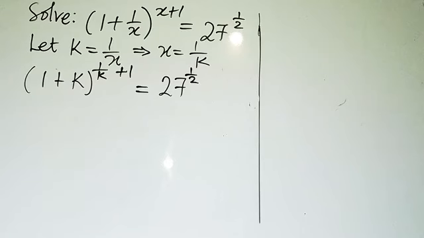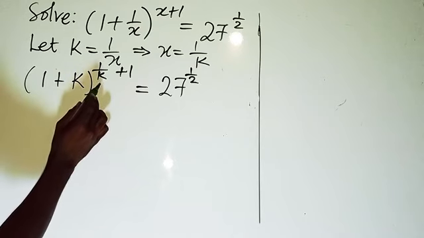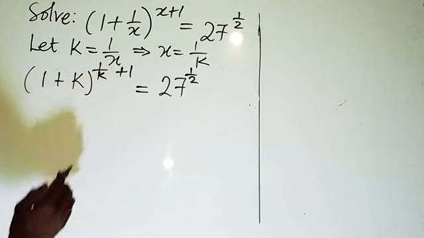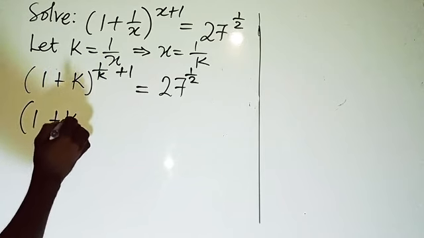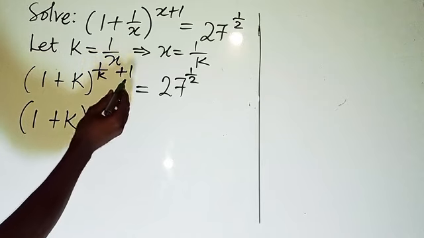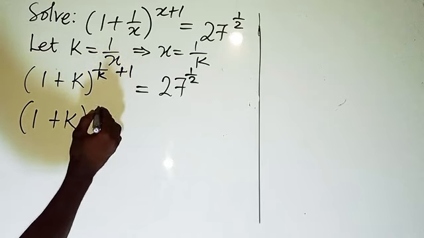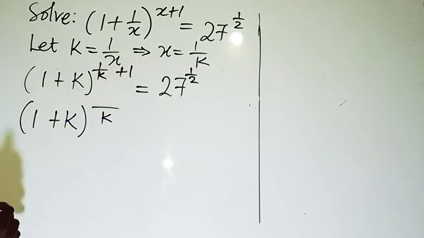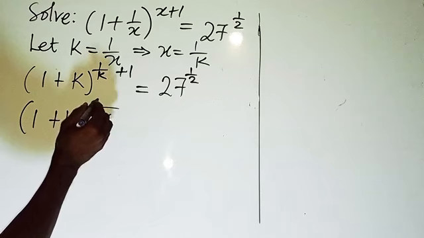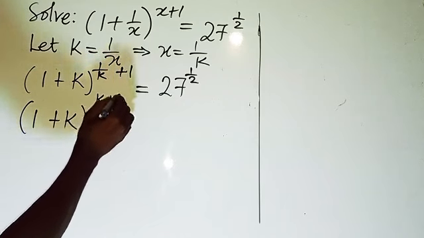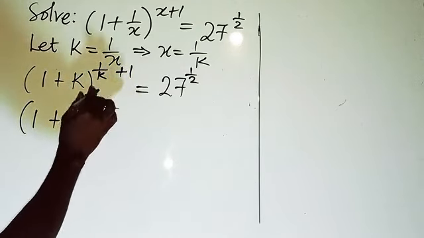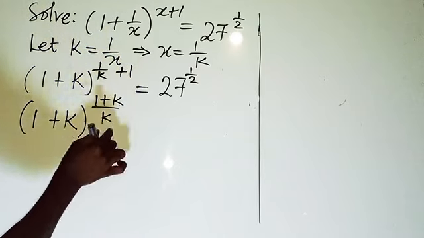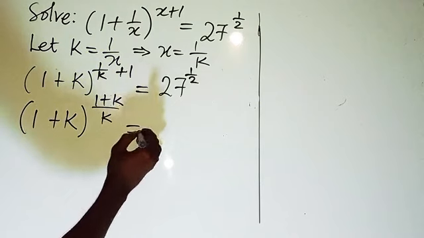So now, the next thing we are going to do: you can actually write this base in a single fraction. We are going to have 1 plus k, then 1 over k plus 1. We'll take the LCM. The LCM is k. Then we are going to have k plus 1, or we say 1 plus k. If you want to write this in a single fraction, then equals.